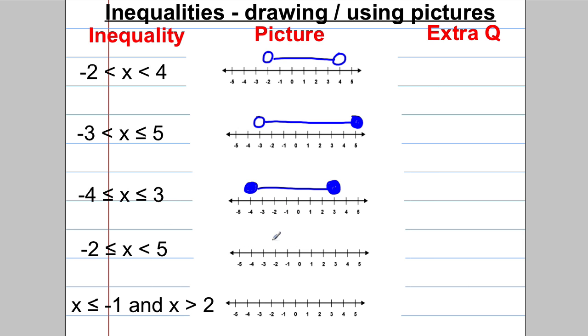And what about this one? Well, you're going to have a circle at -2, you're going to have your circle at 5, you're going to draw a line between them, and you can colour in the one at -2. Okay, I'll leave the last one at the end.